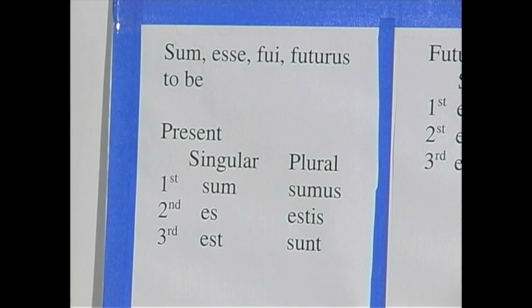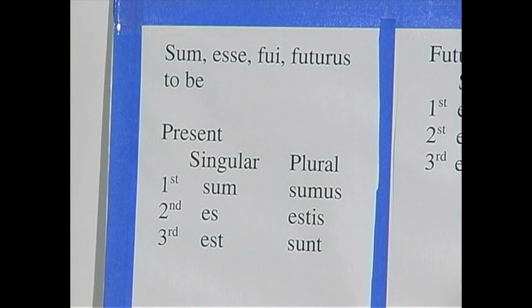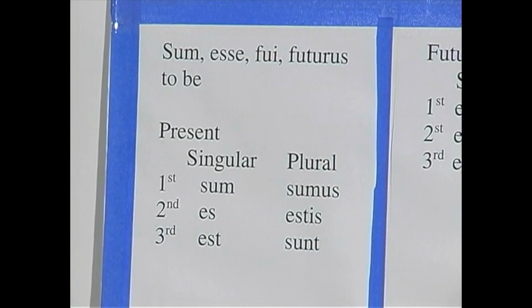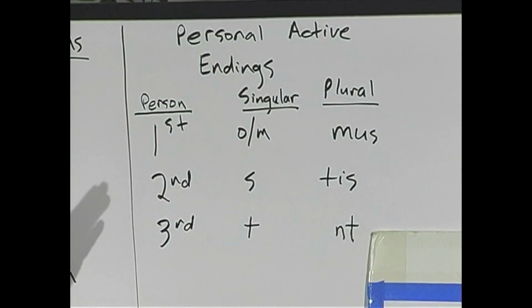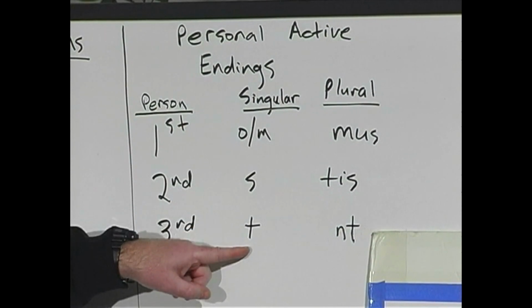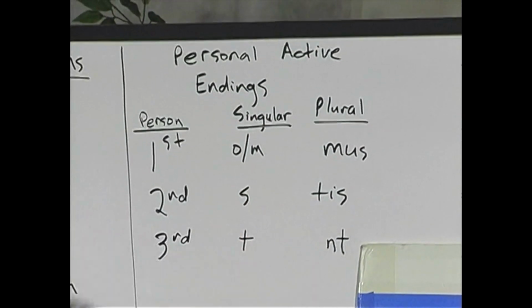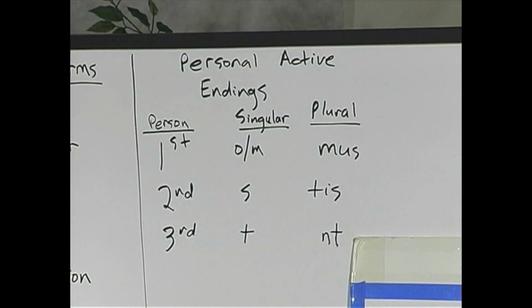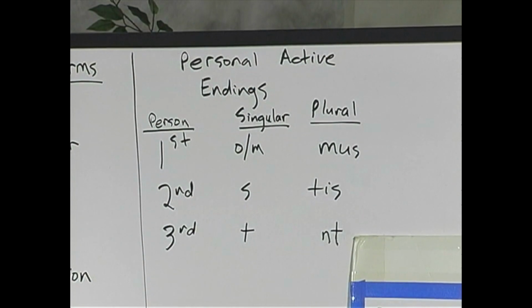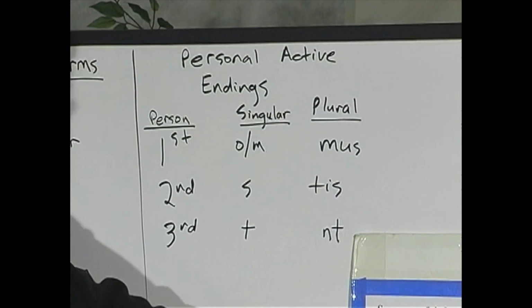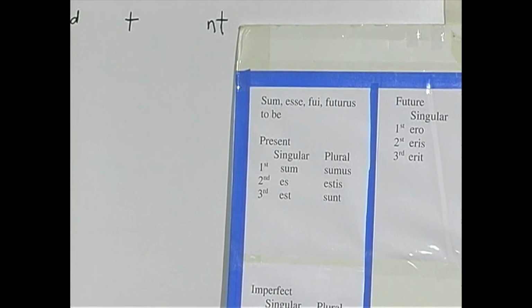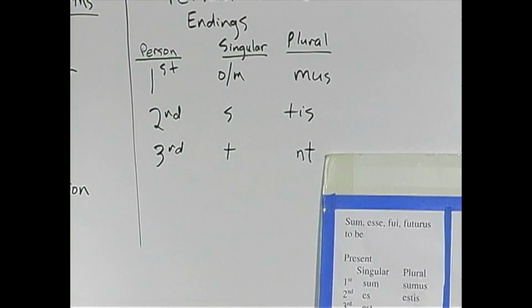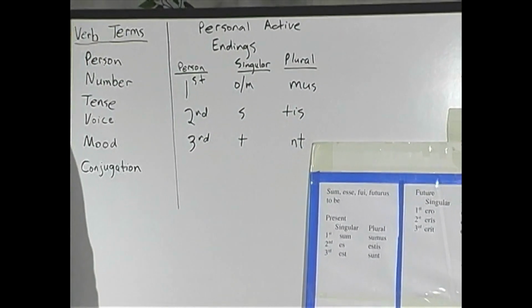Latin verbs in the active system have personal endings, and these endings play the role that pronouns play in the English language. These endings are on the board here, first person, second person, third person, and the endings for the active system are: o or m, s, t, mus, tis, nt. You must memorize these endings. Notice that they are here in the verb sum: m, s, t, mus, tis, nt. They will be present in all verbs in the active indicative system.